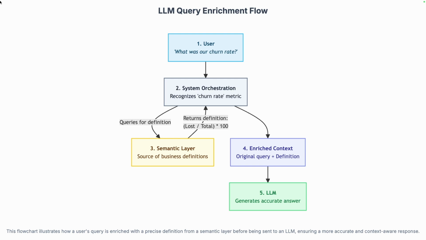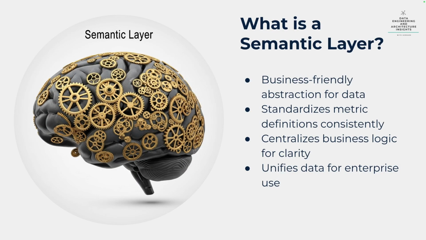utilize them. After 20 years of data engineering and architecture experience, I've seen so many conflicting values due to a lack of proper context. The so-called one version of the truth remains elusive without the power of semantic layers. A semantic layer is a business-friendly abstraction that standardizes business logic and metric definitions.